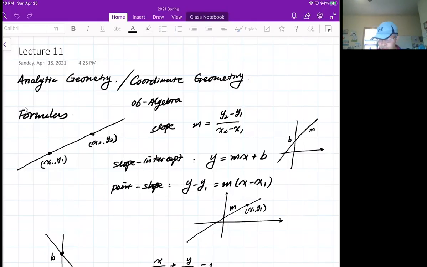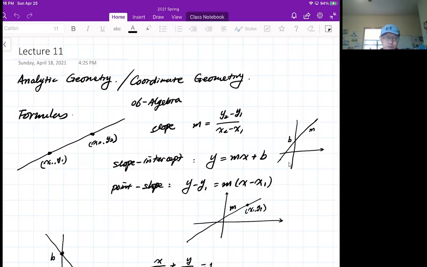Okay, so let's quickly go over what we did last time. Last time we started the new topic, analytic geometry. We use the XY coordinate system and algebraic methods to solve problems in geometry. So that's the idea. And some easy formulas to warm up.